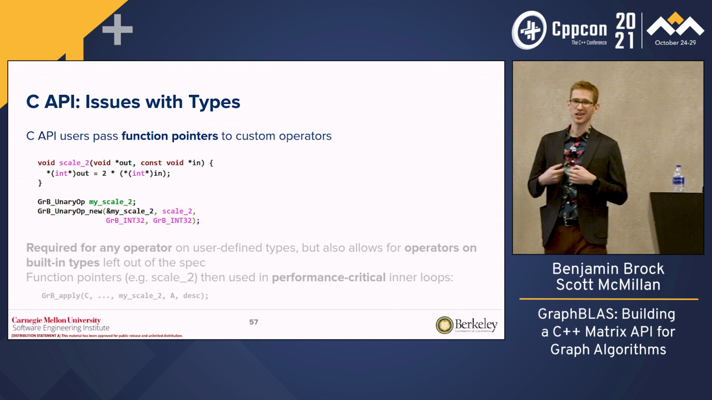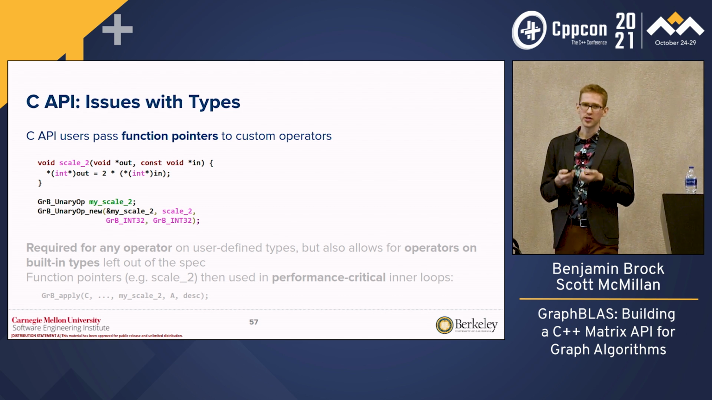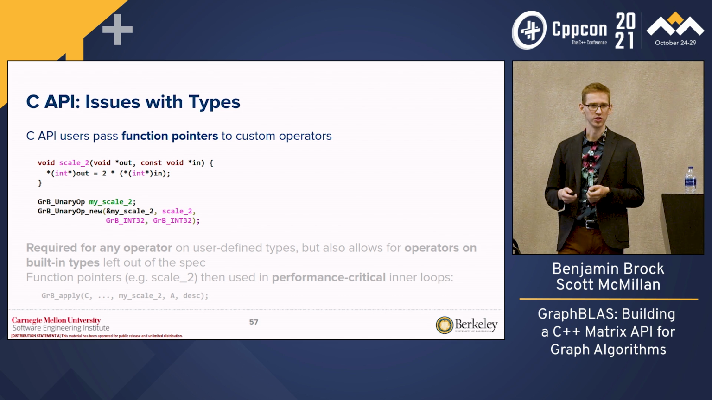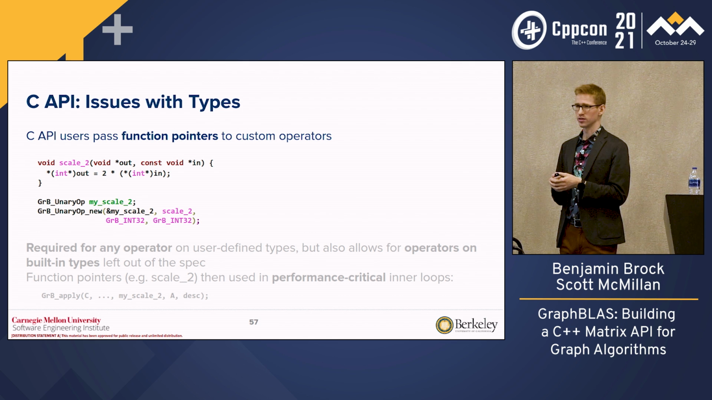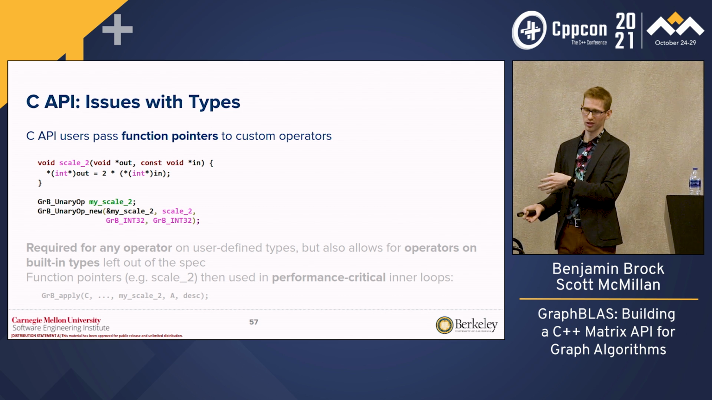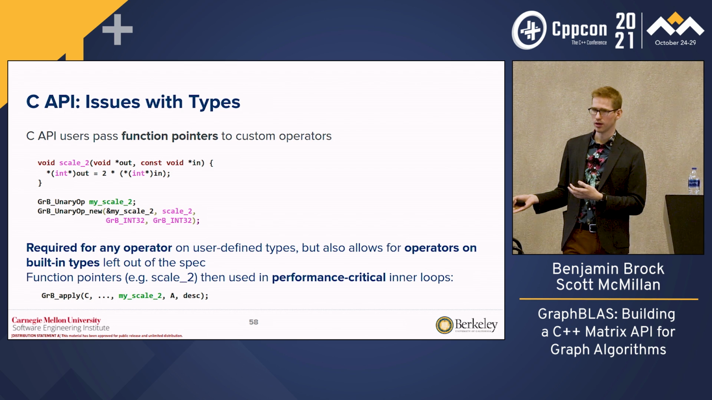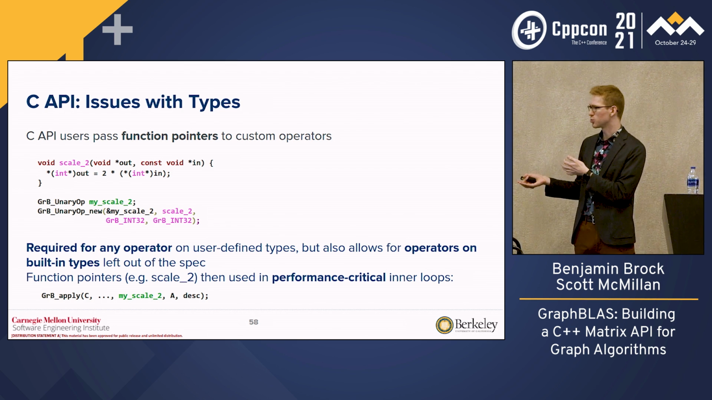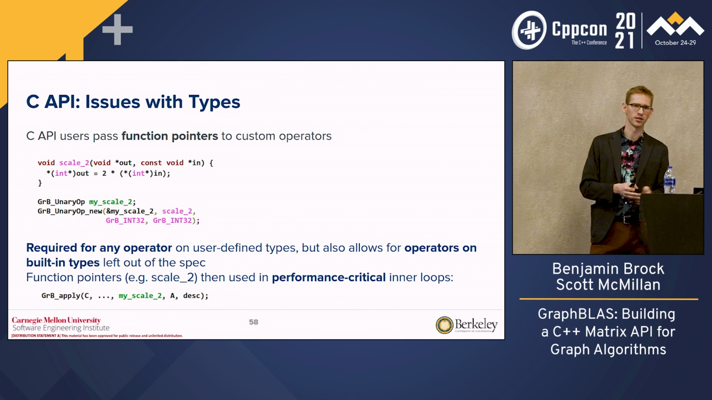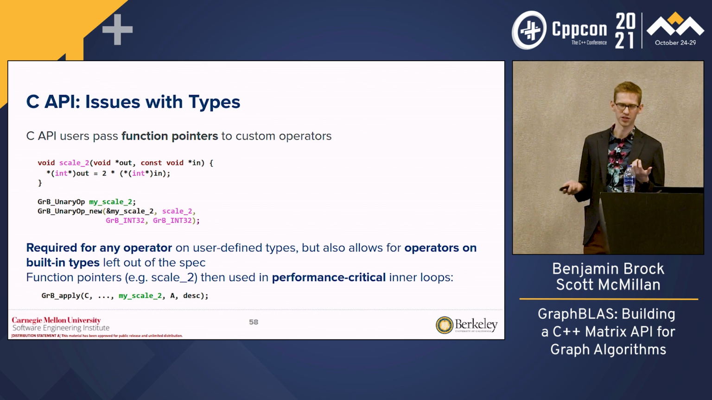Also, when it comes to custom operators, which are allowed in the API, the way that these are implemented is with function pointers. So you have a function pointer that you pass into this API. You need to do this if you want to define a new operator with one of the built-in types, or anytime that you use a user-defined type. And this results in a function pointer being called inside performance critical loops, which depending on the way the library is written and the way things are linked, can have some bad performance effects.